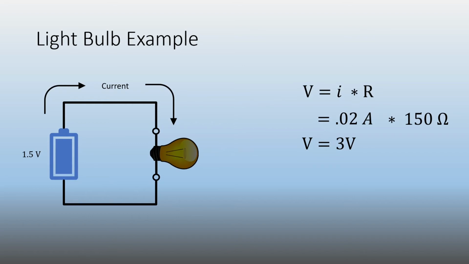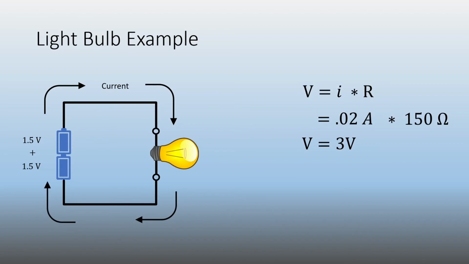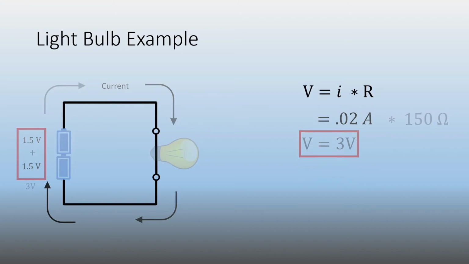Why? Well, we only have 1.5 volts and the light bulb requires 3. So how can we fix this? Well, we can just add another battery to the circuit. More current will now flow because we have more voltage. The light will now glow like it's supposed to. This is because we now have 3 volts instead of 1.5 volts, and this light bulb requires 3 volts.